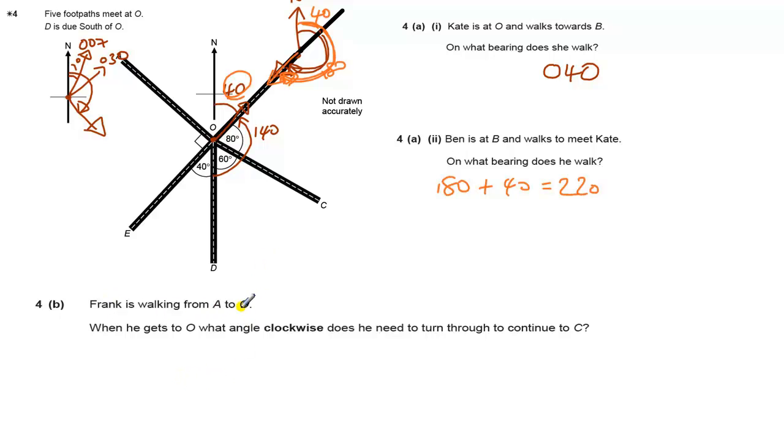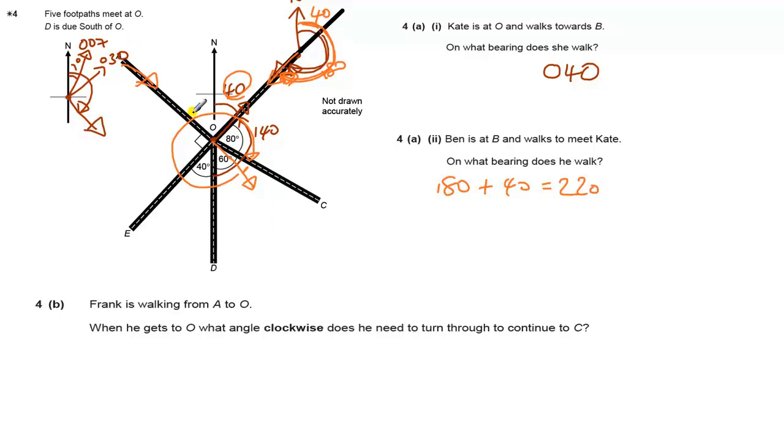Frank is walking from A to O, so he's going from A to O. When he gets to O, what angle clockwise does he need to turn through to continue on to C? Okay, so he gets to O, and he's coming off at this direction. Now, it's a bit of a silly question asking what angle he's going to turn through clockwise, but that's the question you've been asked, not anti-clockwise. So what we could do is work out all those angles on the map. But if we could work out this angle and take it away from 360, we get the clockwise angle that goes all the way around from here to there.